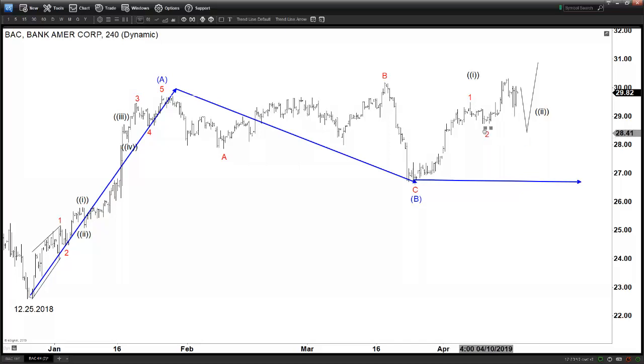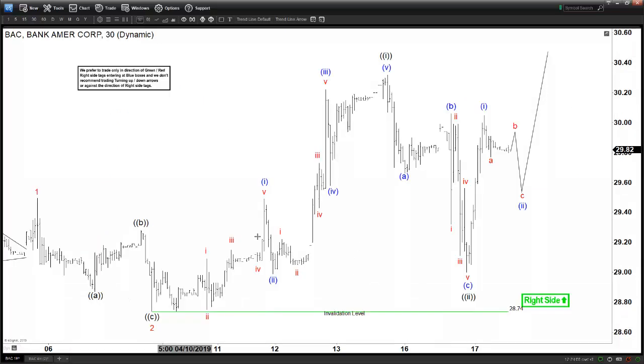This is your 1, 1, 2, and this is 1 of 3, 2 of 3, and then if that's the case, we will extend higher. Now this view is going to get the confirmation if Bank of America is able to break above this one, right? If it is able to rally and breaks above this one, then this view is confirmed at this point.